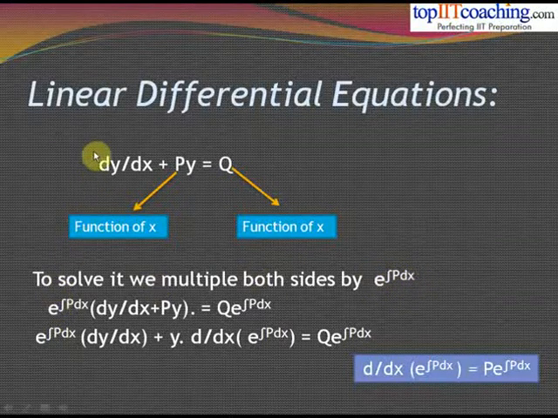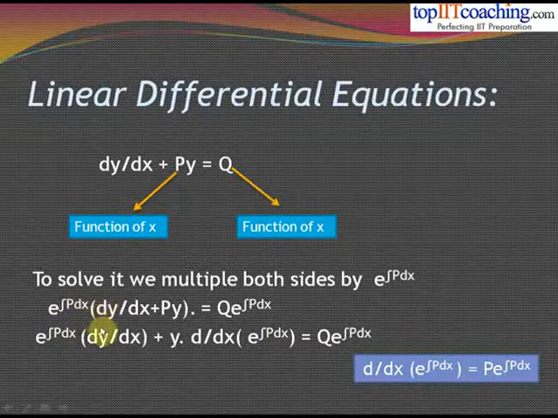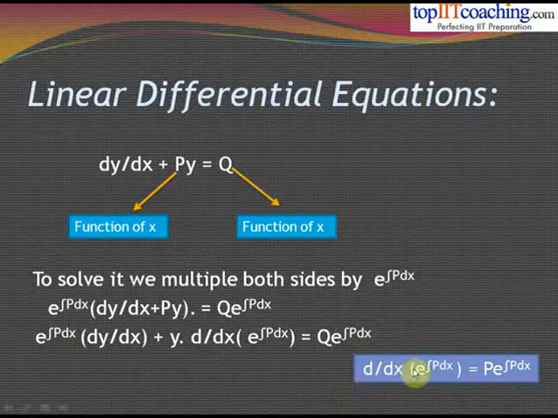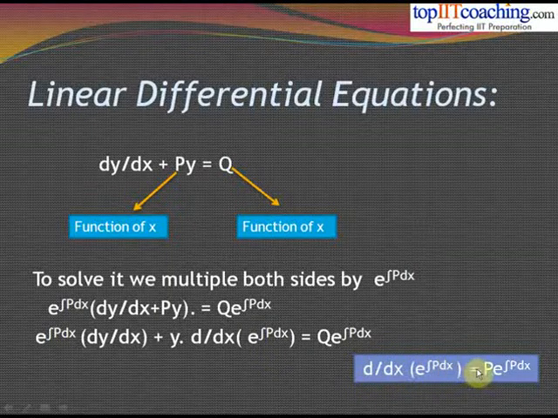So the equation becomes e to the power of integral of p dx into dy by dx plus py equal to q times e to the power of integral of p dx. Now this could be further written as e to the power of integral of p dx into dy by dx plus y times d by dx of e to the power of integral of p dx. Now this is because d by dx of e to the power of integral of p dx is equal to p times e to the power of integral of p dx.